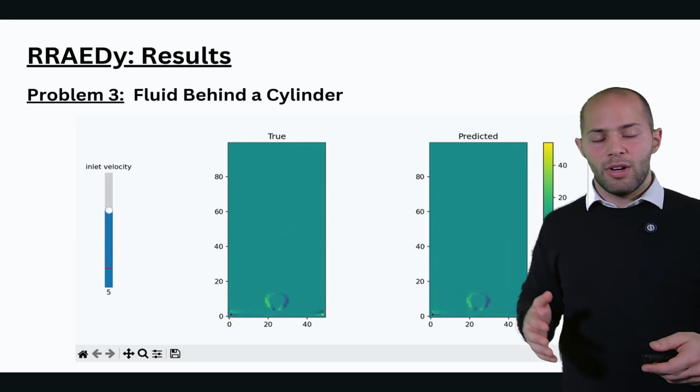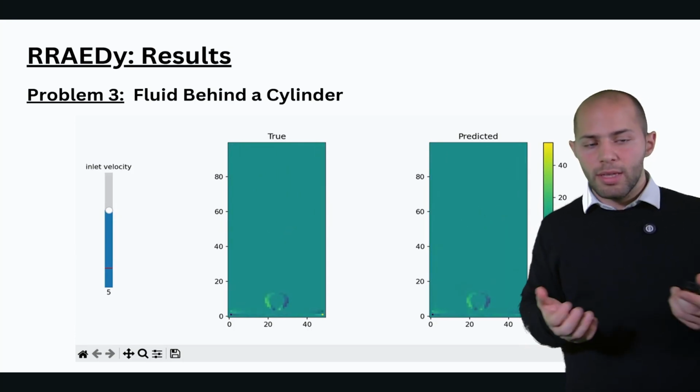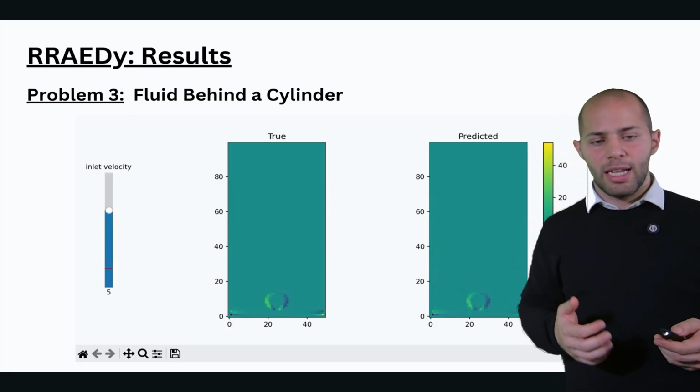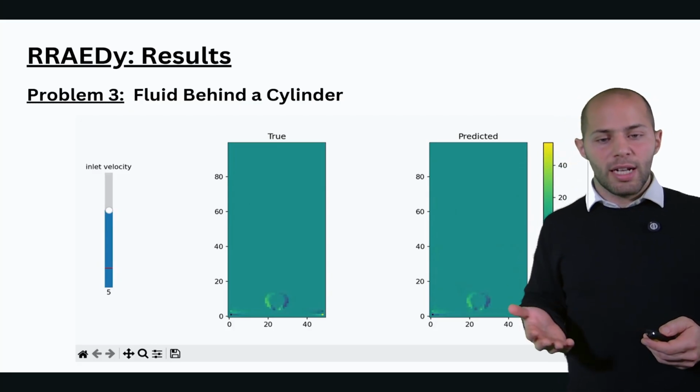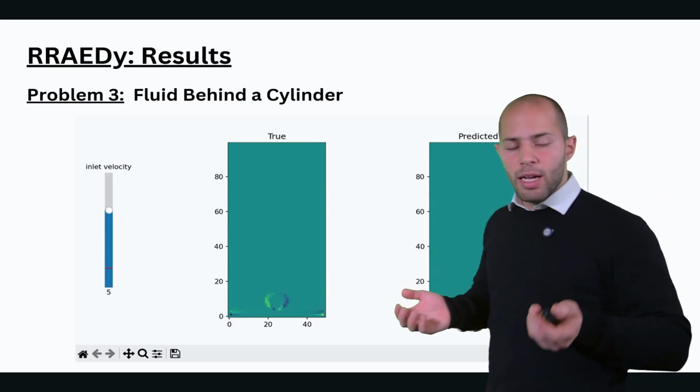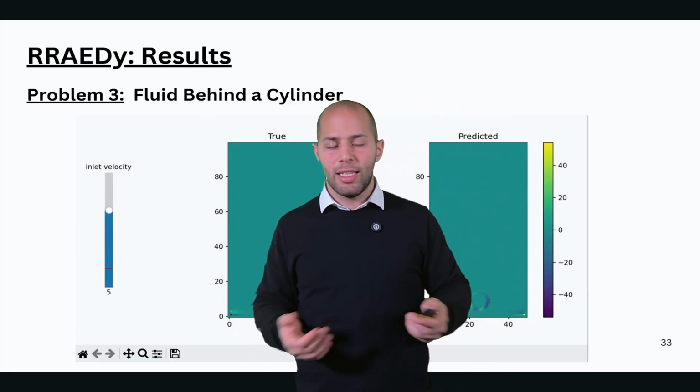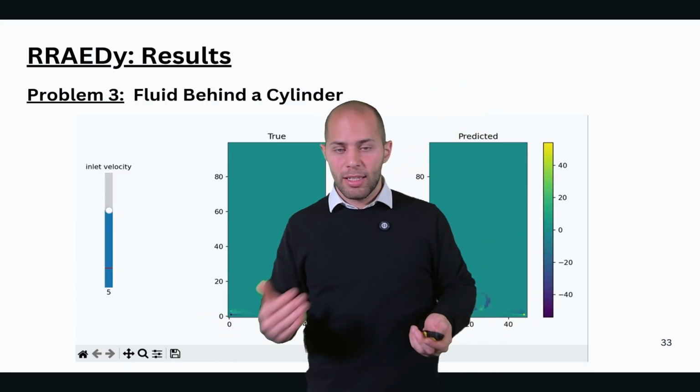And basically the inlet velocities, one more time, they could be new. They could be different from the ones we see in training. And as you can see, the forecasting goes really well, which shows how RRAEDy can learn on a certain training set and can extrapolate on others and can also forecast.